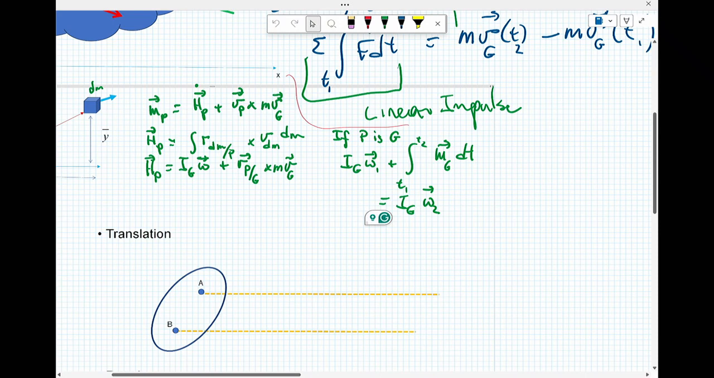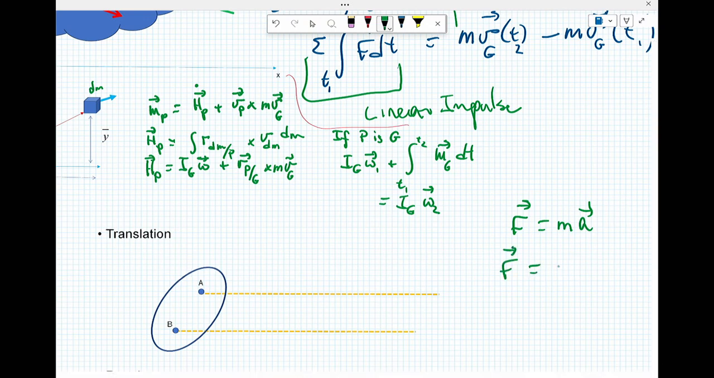Now, as a reminder, I think it's worthwhile: F equals MA, and all we're doing here is F equals m dv/dt. So you're rewriting it in this form and then spreading it apart. That's why it's a force velocity distance, or in this particular case, moment angular velocity distance. So for a translational problem, you'll have G, which is equal to mvG, and H of G, which is equal to zero.